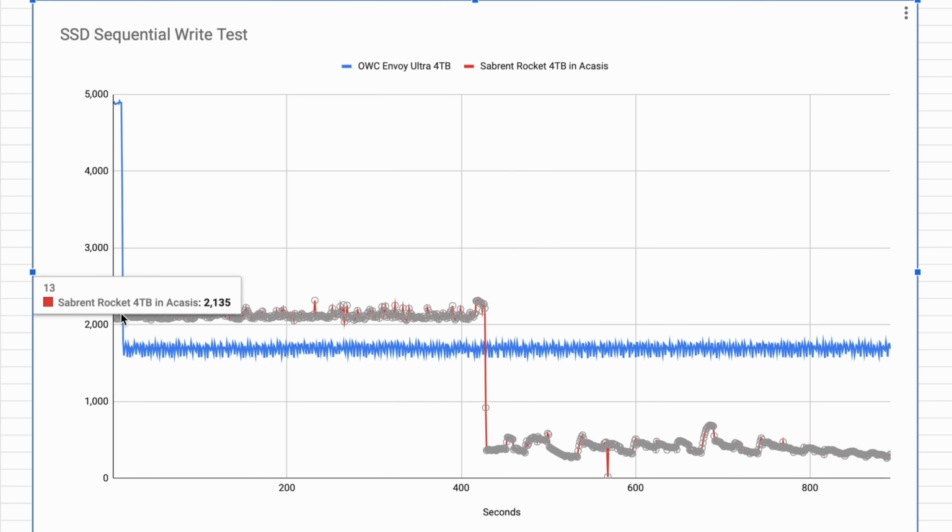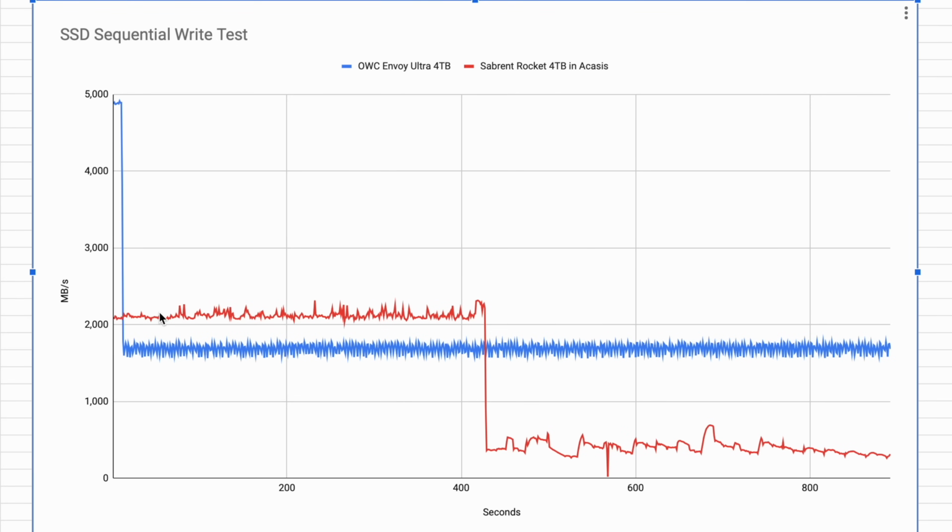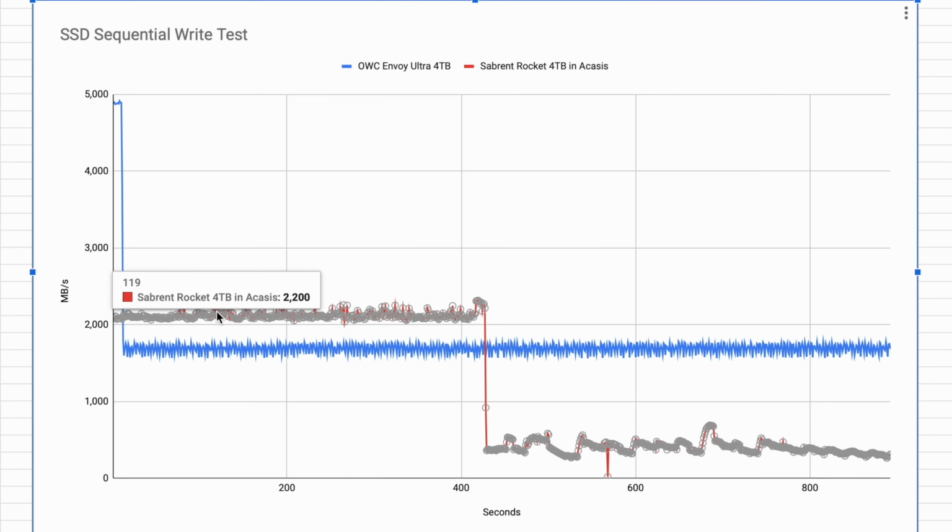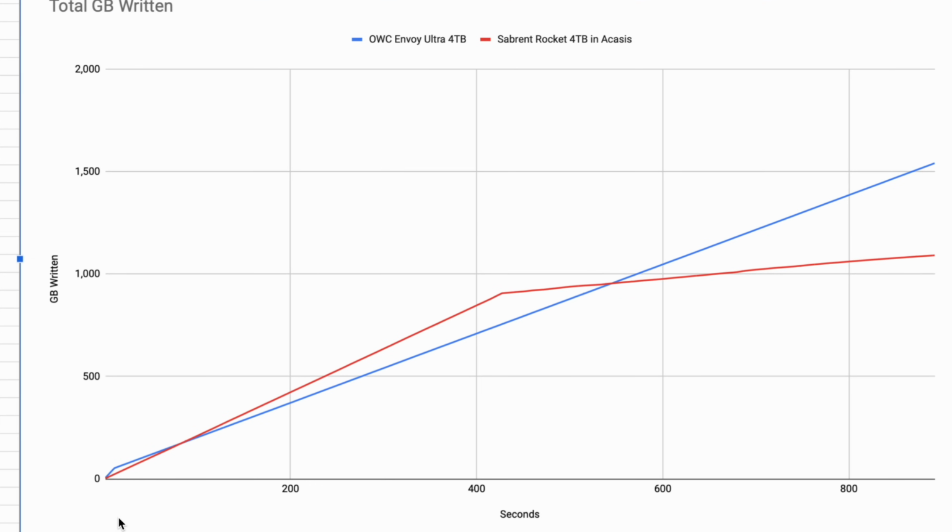With the Sabrent Rocket Q in the Acasis enclosure, it was running around 2100 megabytes per second, but it held that for a very long time. It held it for, looks like, over 7 minutes. It was running at 2100 megabytes per second, and then it plummeted down to around 300 to 500 megabytes per second, which is quite a drop. If we look at this graph, we can see the cumulative write amount on these drives. So we can take a look at the cache.